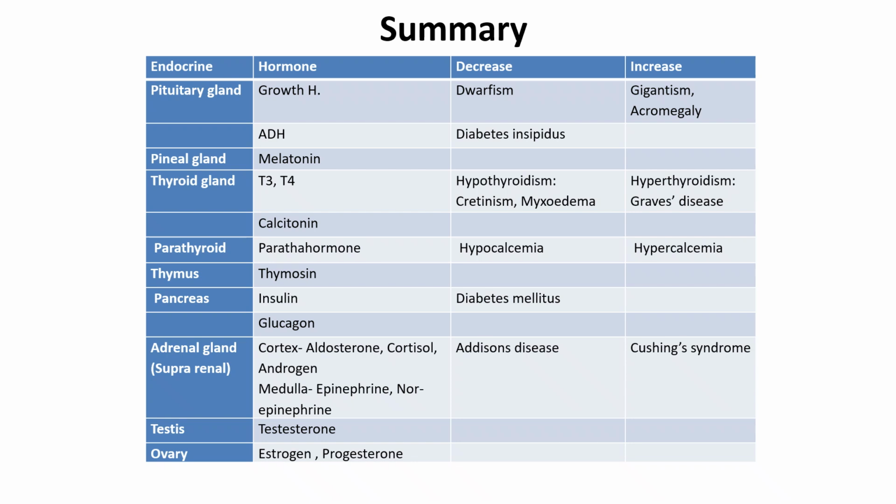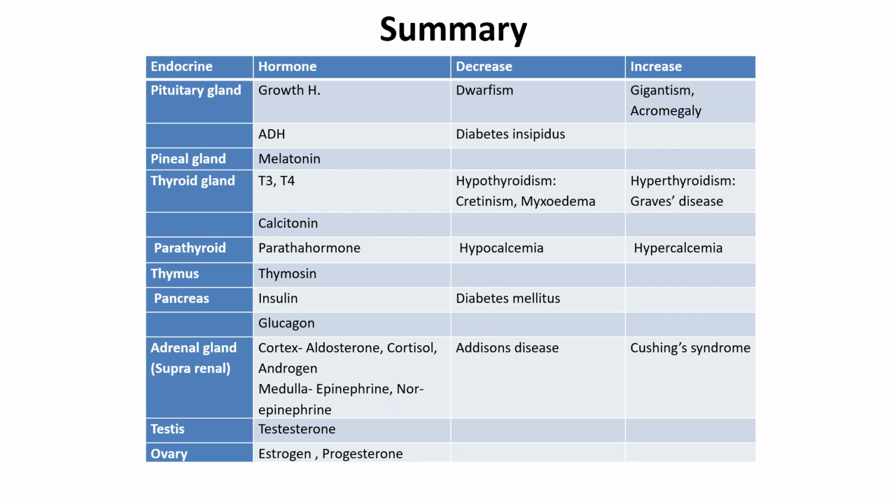So to summarize applied endocrinology, the pituitary gland produces growth hormone. The decreased level causes dwarfism or stunted growth, and an increased level in childhood causes giantism. In adults, it causes acromegaly, and the deficiency of ADH causes diabetes insipidus. The pineal gland secretes melatonin. Thyroid gland hormones are T3 and T4. Deficiency causes hypothyroidism. In infancy, it causes cretinism. In adults, it causes myxedema. And an increased level of T3 and T4 causes hyperthyroidism. And in the autoimmune disorder, the toxic level causes thyrotoxicosis or Graves' disease.